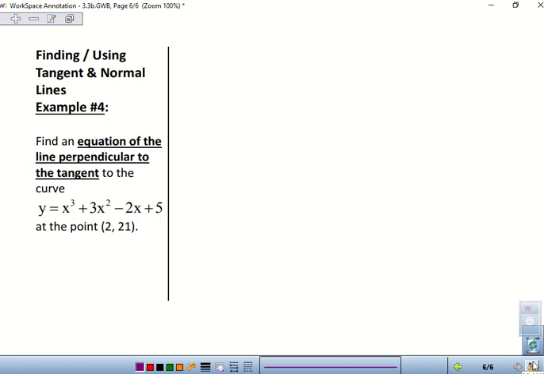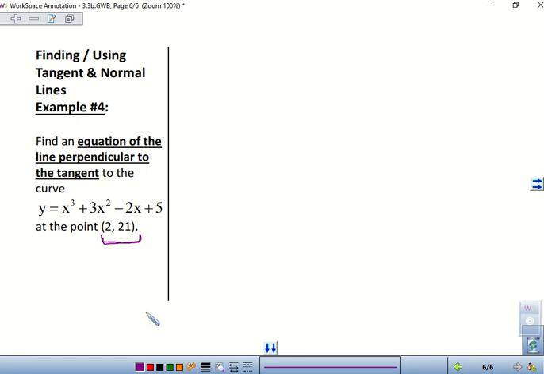So this one says, find and use tangent and normal lines. Example number 4. Find the equation of a line perpendicular to the tangent on the curve. So they want you to find the equation of a line that is perpendicular to the tangent line. What do we know about slopes for perpendicular lines? They're not inverses, they're opposite reciprocals, which means they're flipped and their sign is opposite, right? So whatever slope we get, we're going to take the opposite reciprocal of it. And then we have to find the line that goes through this point and has that slope.